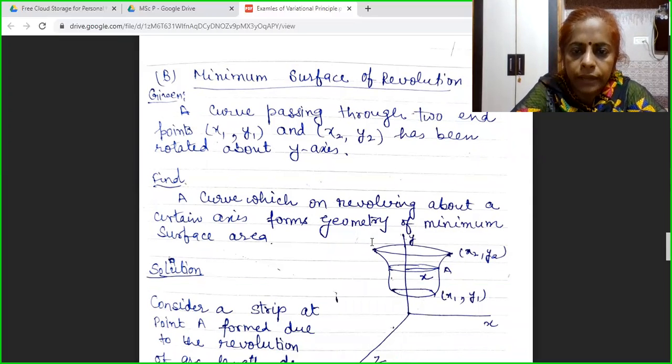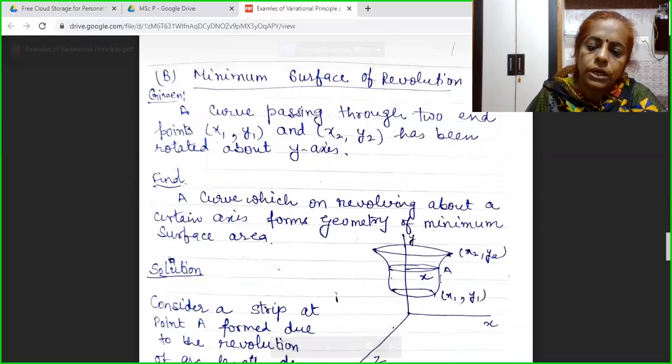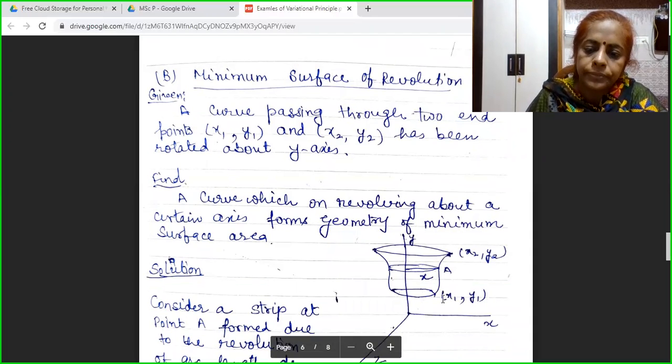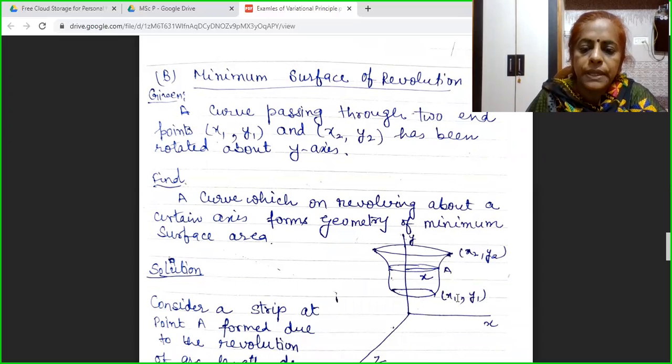What I have given? I am giving you a curve. This is the curve which passes through two endpoints, initial point being x1, y1, and final point being x2, y2. It is placed in the xy plane.